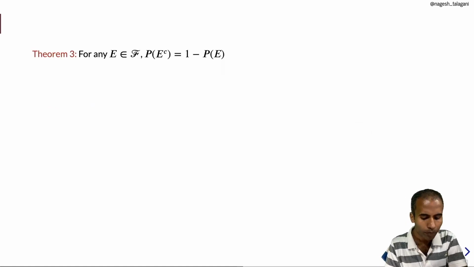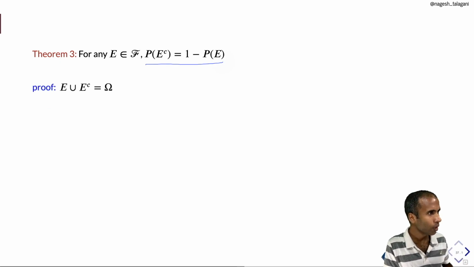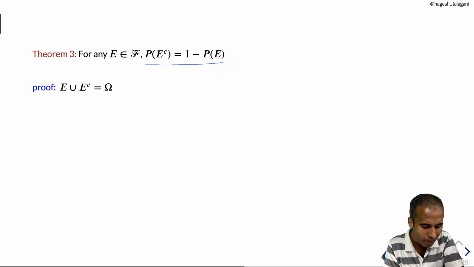Theorem 3. For any event E in the event space, the probability of E complement equals 1 minus the probability of E. It's very easy to prove. Let's prove it. Proof. First of all, we can see that for any event E in the event space, E union E complement equals the whole sample space omega.